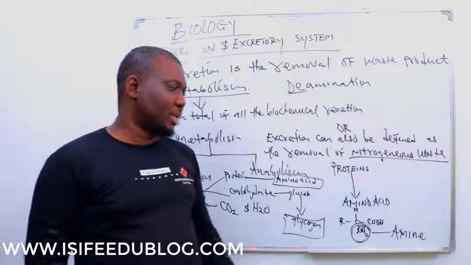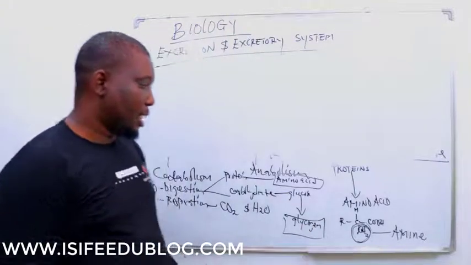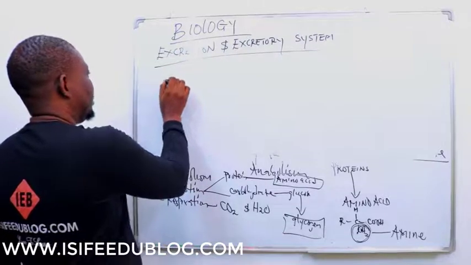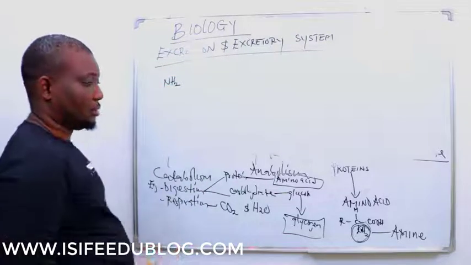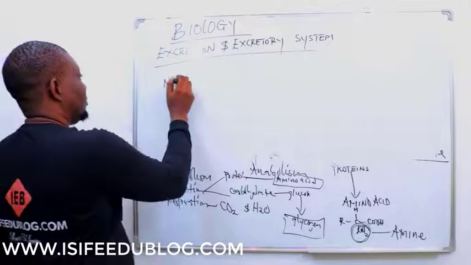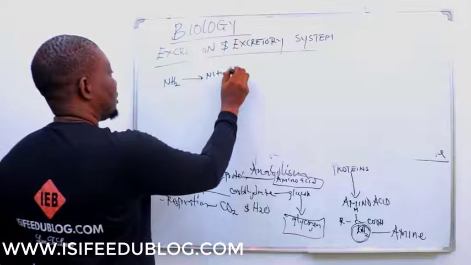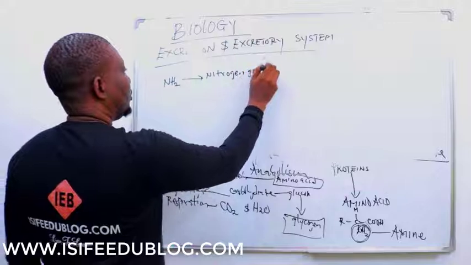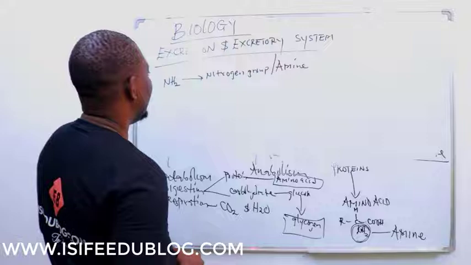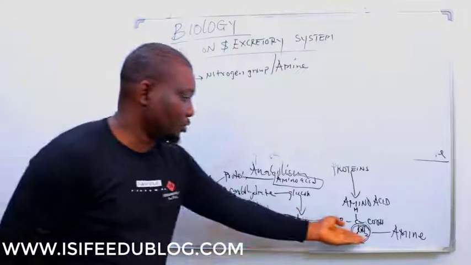But in certain kinds of organisms, once this deamination has happened, this is the nitrogen group here, NH2, cut out from the amino acid, the NH2, which I can give two names. I can either call it the nitrogen group, or I can call it amine. So the removal of this is deamination. So we have just been able to remove it from here.